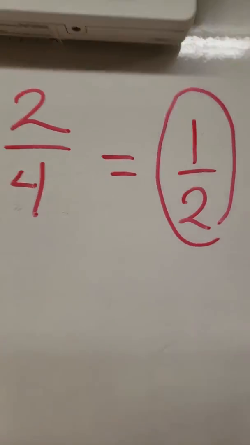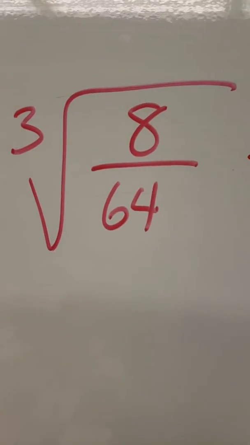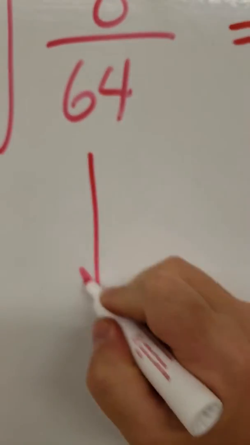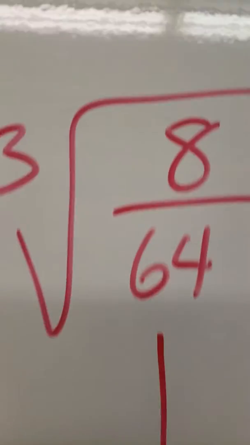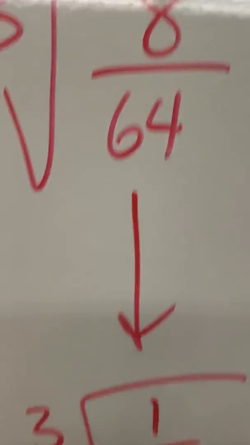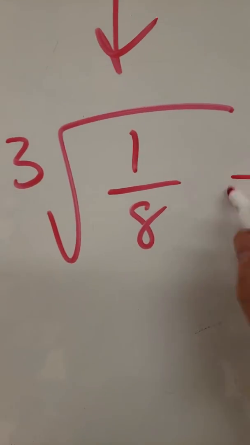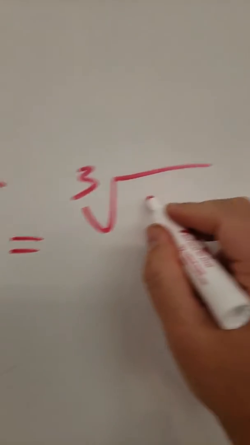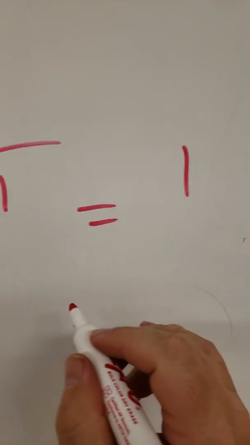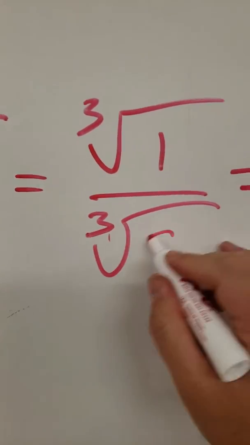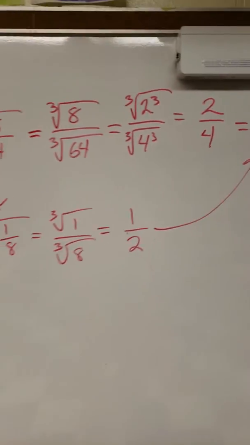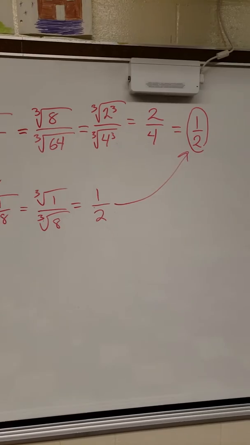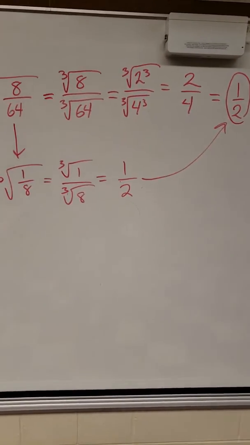Now I know that 1/2 times 1/2 times 1/2 does not make 8 over 64. But again, like I said, we could have reduced this in the first place. That would have been 1 over 8, because both 8 and 64 can be divided by 8. And then the cube root of 1 is equal to 1, and the cube root of 8 is equal to 2. And then 1/2 and 1/2 are the same. So you could have gone either way. You could have cube rooted first and then reduced, or you could have reduced first and then cube rooted.